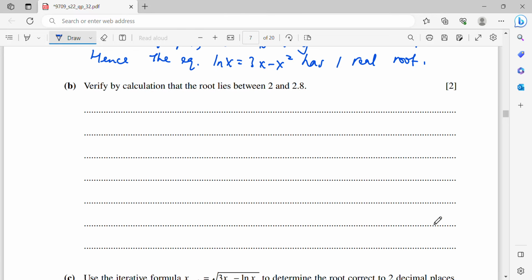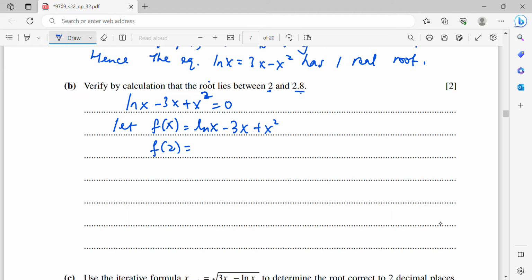Okay, now B. Verify by calculation that the root lies between 2 and 2.8. So now I will move the right hand side terms to the left hand side. So ln x minus 3x plus x squared equals 0. And the next step is to apply the sign change rule. So now I will let f(x) be ln x minus 3x plus x squared. When you need to verify that the root lies between 2 and 2.8, basically you just replace the x by these two values.